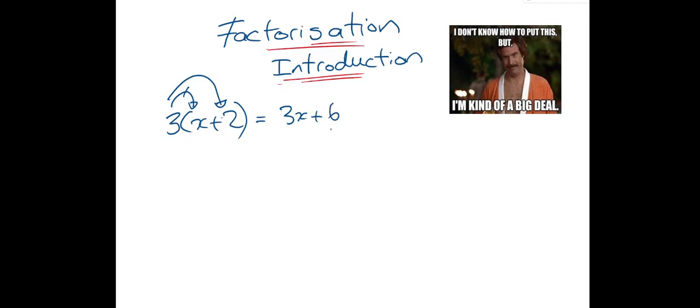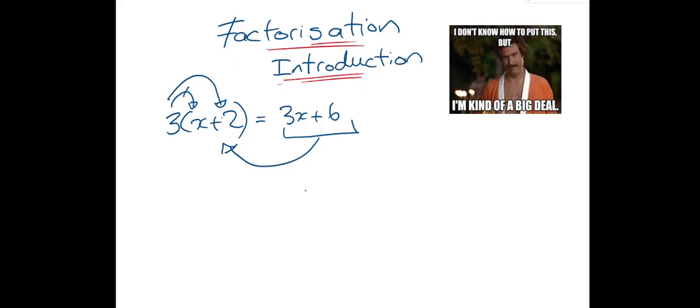That's expanding. What is factorising? Factorising is the opposite. It's taking something without brackets and putting brackets in, simplifying it in a way. This is really, really important. It is kind of a big deal. So let's look at some examples. It's probably the best way to learn, I think.